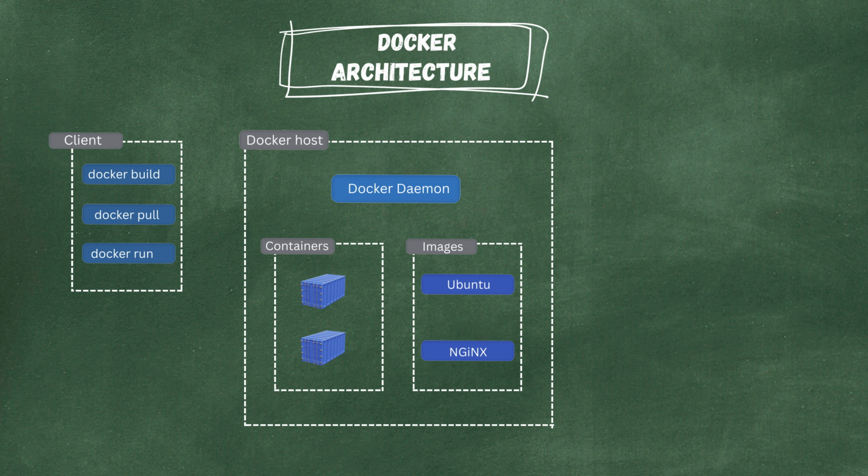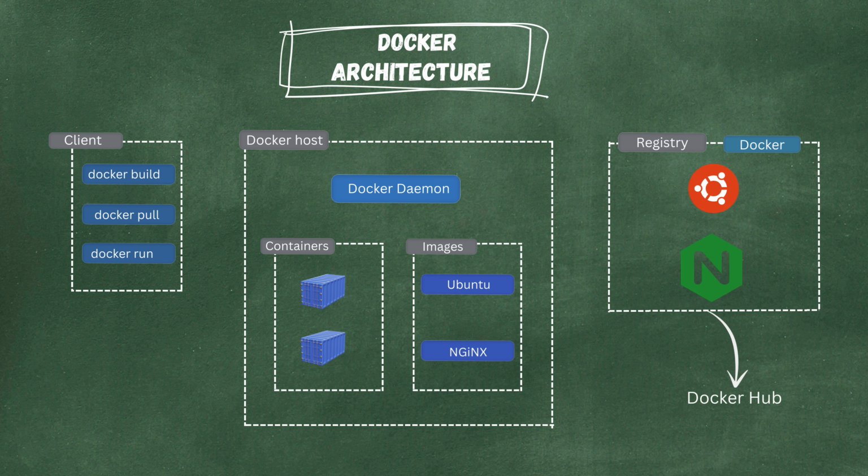Lastly, let's touch on Docker registries. Docker registries are like libraries for Docker images. The most common one is Docker Hub. When you docker pull an image, you are getting it from a registry. You can also publish your own images to a registry, making them accessible to others. I hope you all understand the components of Docker architecture.